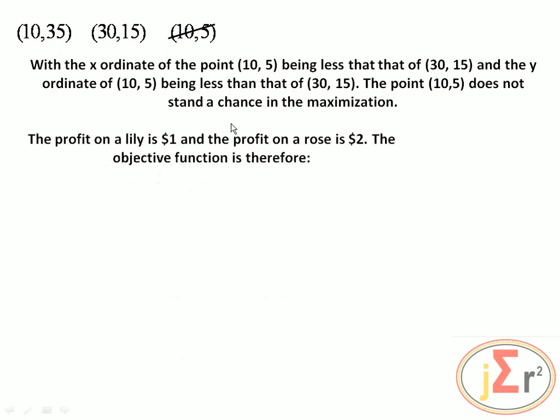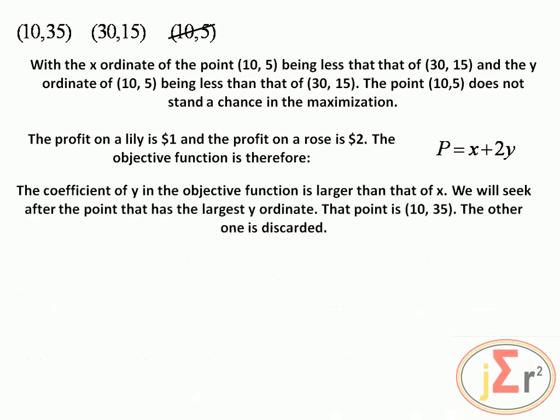So that's out. The profit on a lily is $1 and the profit on a rose is $2. The objective function is therefore p is equal to x plus 2y, or we might say p is equal to 1x plus 2y. But of course, a coefficient of 1 is not necessary, so we may say p is equal to x plus 2y. The coefficient of y in the objective function is larger than that of x. Of course, 2 is greater than 1.